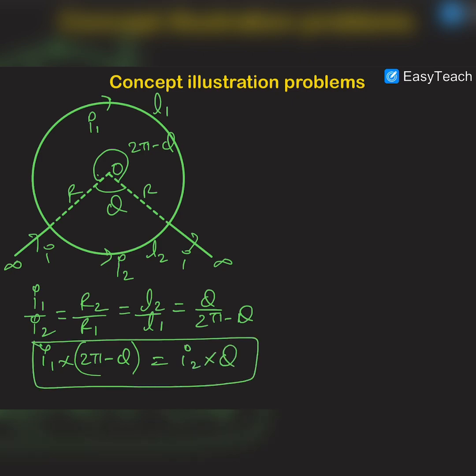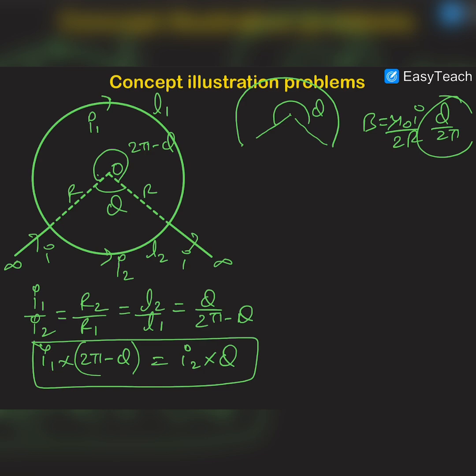Okay, now the magnetic field due to the upper circle. I'll be telling you that due to a circular arc, if this angle is theta, the magnetic field is mu naught I by 2r into theta by 2 pi. I'll be deriving this expression in the later part, but this is an important question, so I am taking it here.